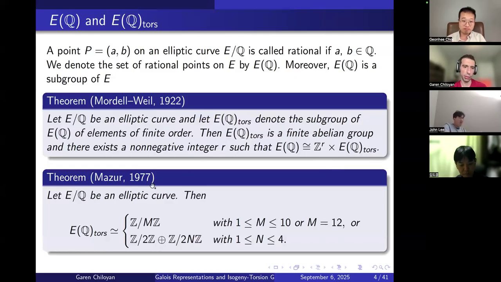About 50 years ago, Barry Mazur proved that for a rational elliptic curve, the torsion subgroup is isomorphic to one of 15 groups. It could be cyclic, of the form Z mod mZ, for one of 11 different examples. It could be isomorphic to a cyclic group of order 1 through 10 or 12, but not 11. Or it could be isomorphic to a bicyclic group, Z mod 2 cross Z mod 2, or Z mod 2 cross Z mod 4, or Z mod 2 cross Z mod 6, or Z mod 2 cross Z mod 8. These four groups are Z mod 2 cross Z mod 2nZ, where n can be any integer 1 through 4.